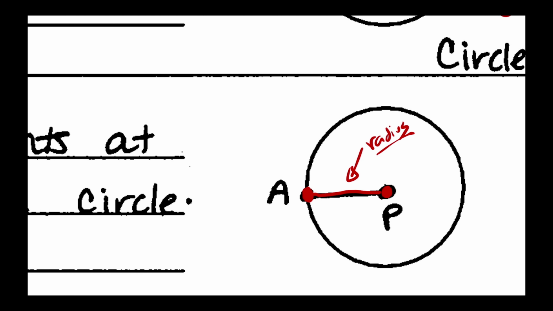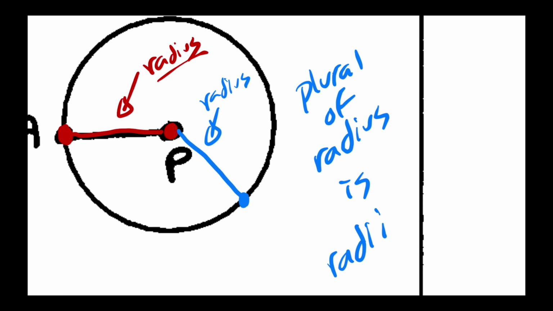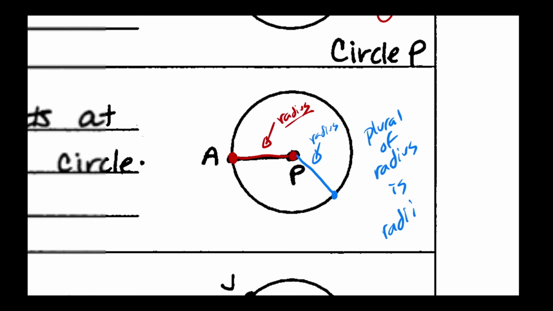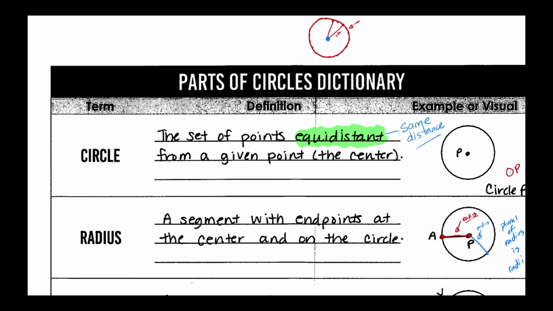We can have an infinite amount of radii. So that's our radius, that's another radius, and they're all the same. All radii are the same. The plural of radius is radii, which means more than one. More than one radius is radii. It just goes from the center of the circle to the edge of the circle. Everyone good at that one?